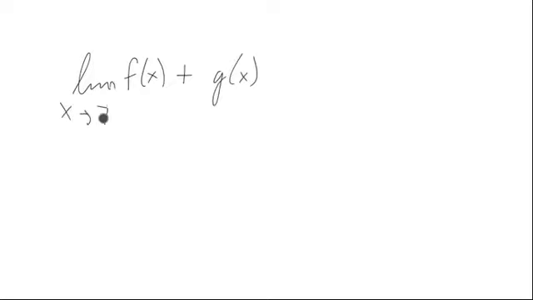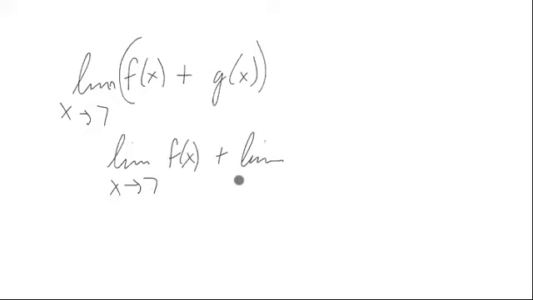So, for instance, what if I had the limit of one function plus another function as x goes to something? Then this limit splits very nicely: the limit as x goes to 7 of f of x plus the limit as x goes to 7 of g of x. Very nice splitting involved. The same thing would happen if I changed this plus to multiplication or division even, or subtraction. It would work the exact same way for that very purpose.